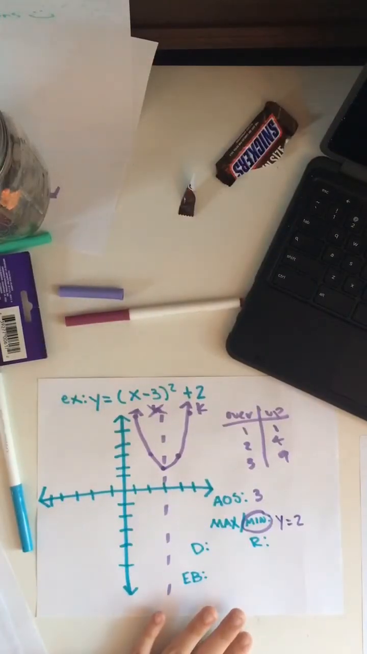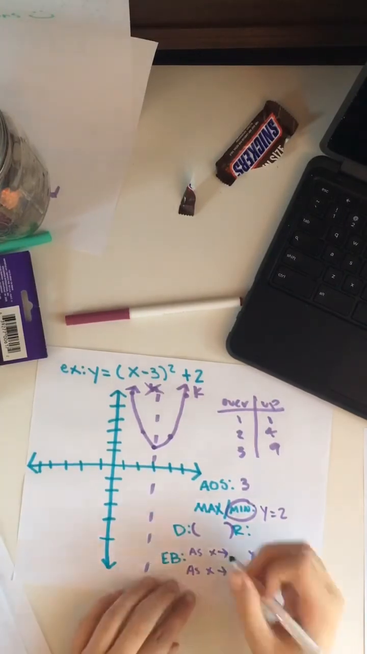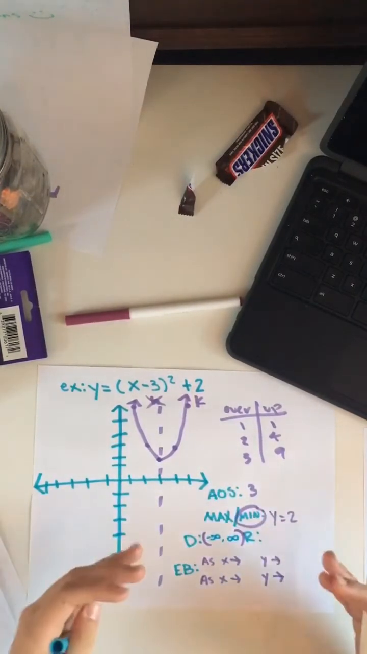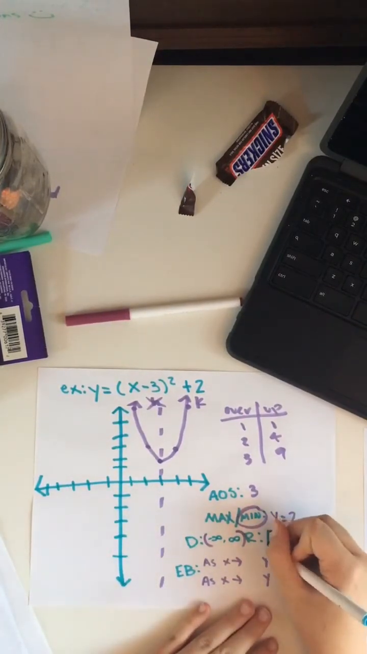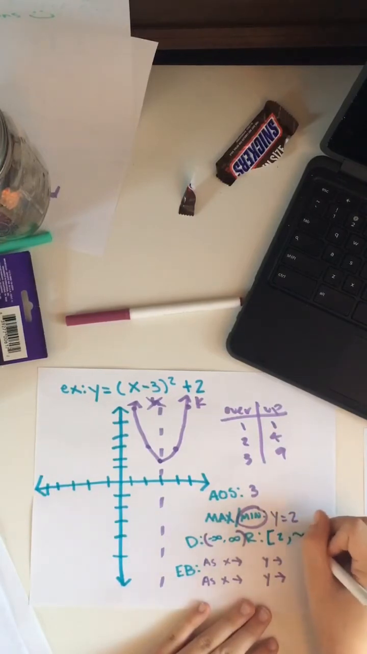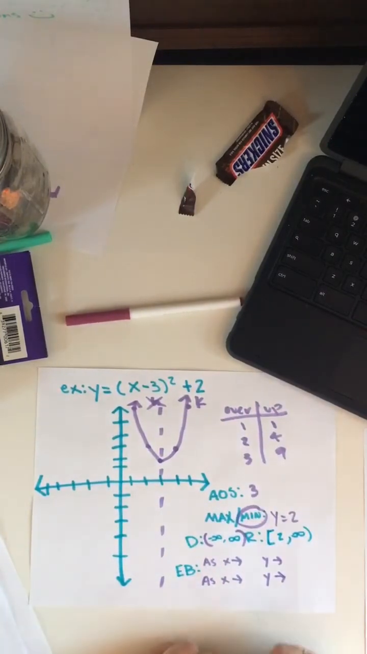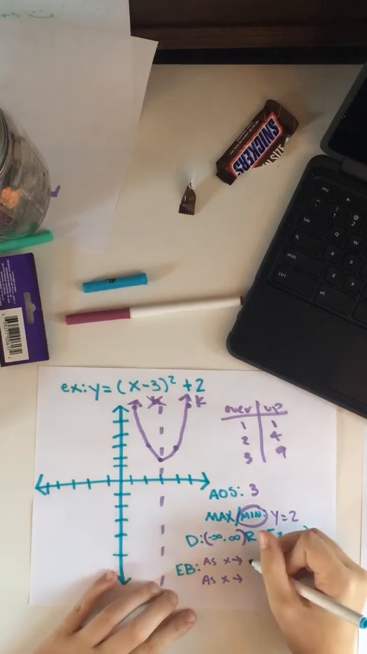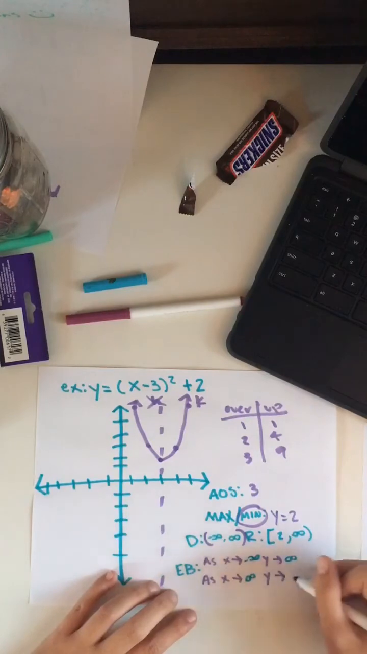Next you find your domain and range, and for these equations the domain is always the same. It's always going to be negative infinity comma positive infinity in parentheses, not brackets. And then for the range, for this equation it's 2 comma infinity. You start at 2 and go to infinity, and you always have a bracket around the whole number and a parentheses around the infinity. Next you have to write the end behavior, and for this graph it would be as x approaches negative infinity, y approaches infinity. As x approaches infinity, y approaches infinity.